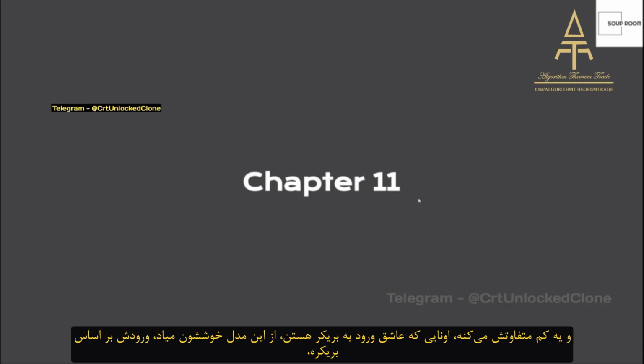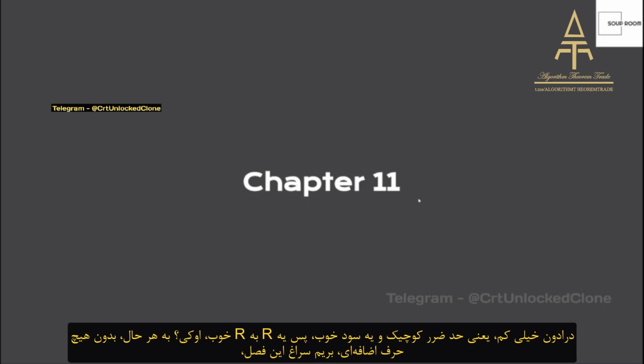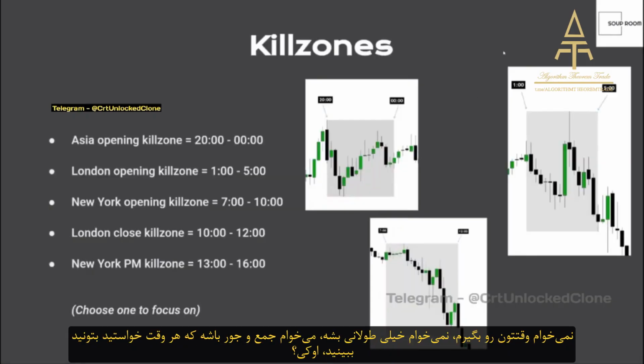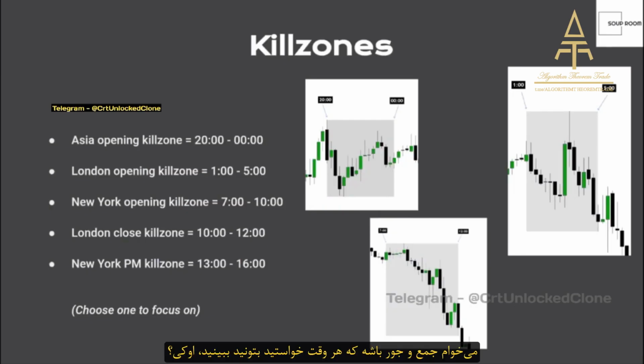Those of you who like breaker block entries, you're going to be happy about this model. The entry is based on the breaker. Very low drawdown, meaning a tight stop loss and a nice, what's it called? Take profit. So a nice R to R, okay? Anyways, without further ado, let's get into this chapter. I don't want to waste your time. I don't want to make this a long one. I want to keep this nice and compact so you guys can watch this whenever you need, okay?